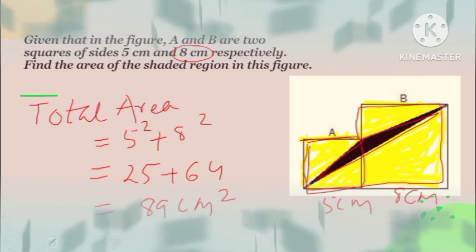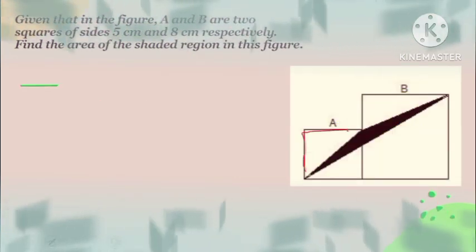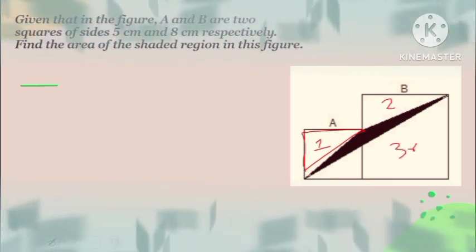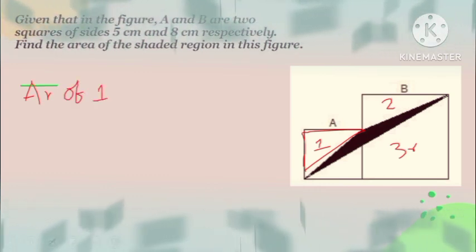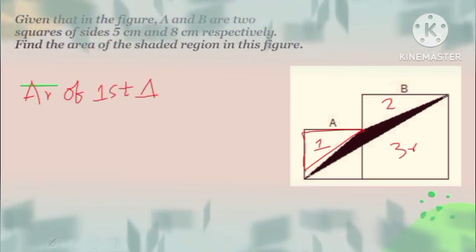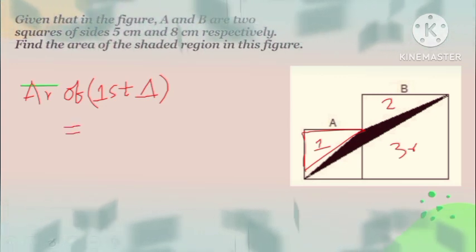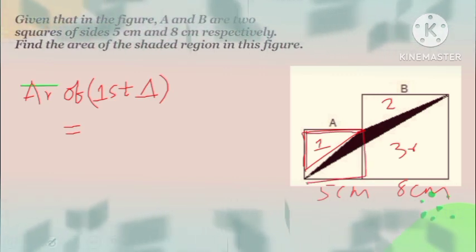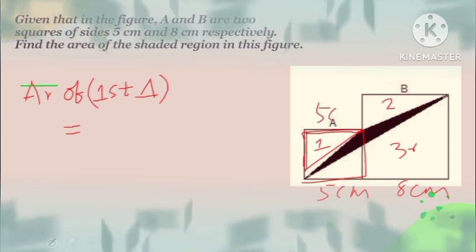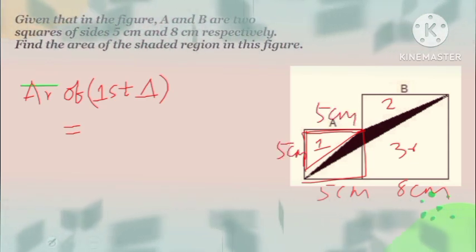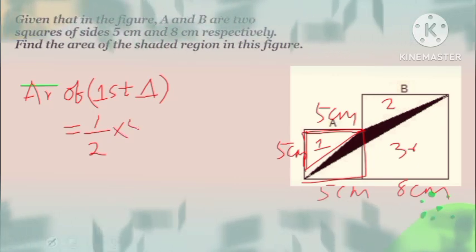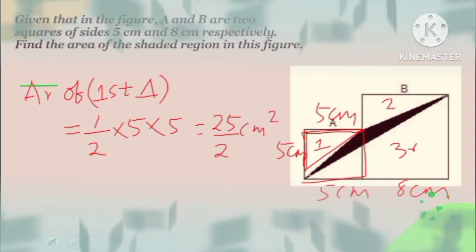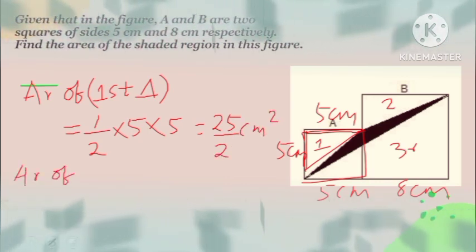So after finding this, we have to find the area of these three triangles: first triangle, second triangle, third triangle. Let us first find the area of the first triangle. You know that this is 5 cm, this is 8 cm. Since it is a square, the four sides are of equal length, so this is 5 cm and again this is 5 cm. The area formula is half into base into height. The base is 5 and the height is 5, so it will be 25 by 2 cm square.